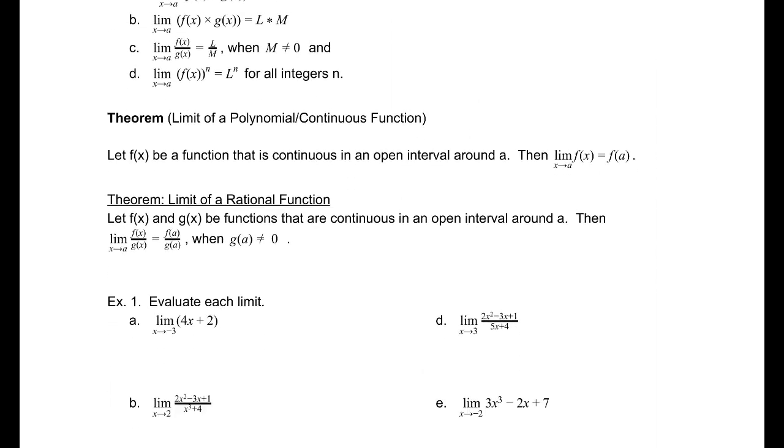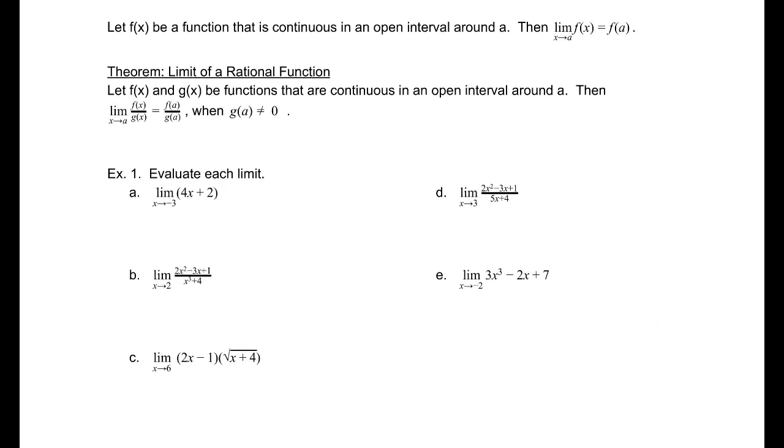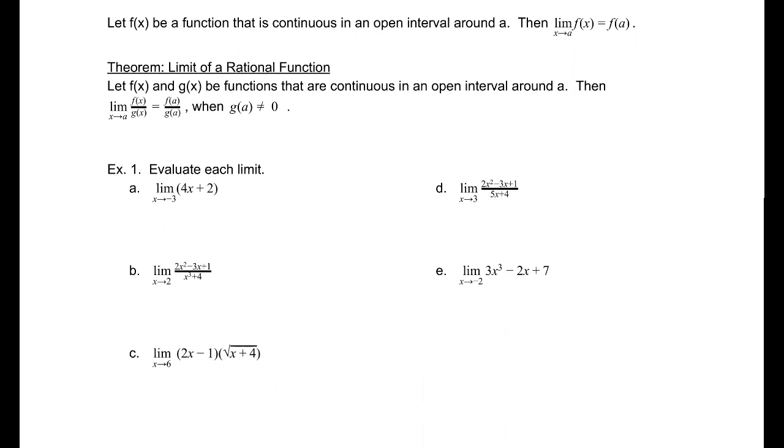So let's take a few of these and evaluate. Well, we have a polynomial. We have 4x plus 2, so we can just plug in the value there. 4 times negative 3 plus 2, which is negative 10.